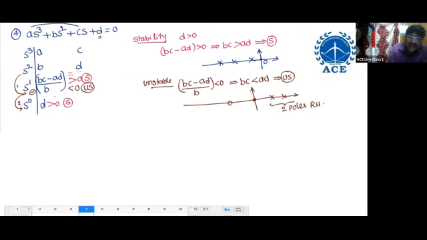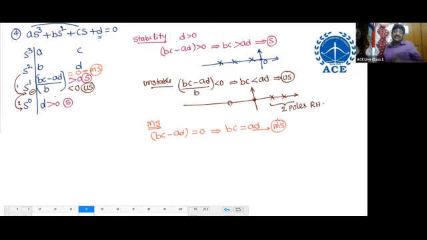In case I make it equal to 0, then it is marginally stable. Marginal stability, MS. So equal to 0, marginally stable. That means BC minus AD equal to 0. That means BC equal to AD. Then the system is marginally stable.